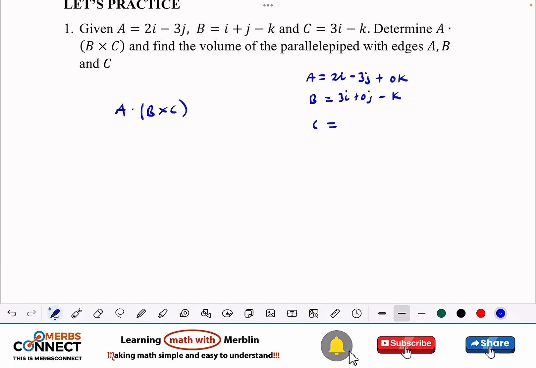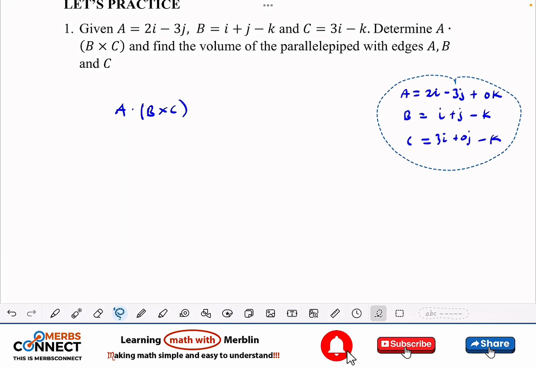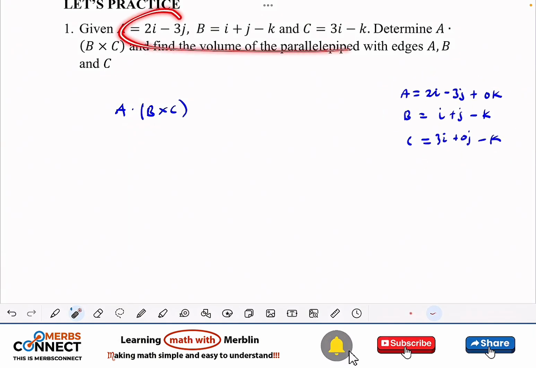And our C is equal to 3I. Oh, oops, I think this is wrong. This is supposed to be for C, right? Good. So B rather is I plus J minus K, and C is 3I plus 0J minus K. So this is what we have. These are the components for A, B, and C, which are given in the question.